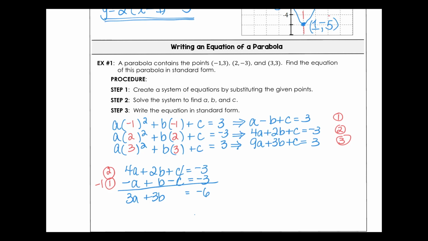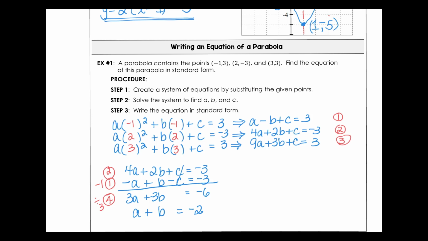And then this new equation, we'll call that equation 4. We could also divide equation 4 by 3 and simplify that down a little bit more so that we have A plus B equals negative 2. So this is my equation 4.